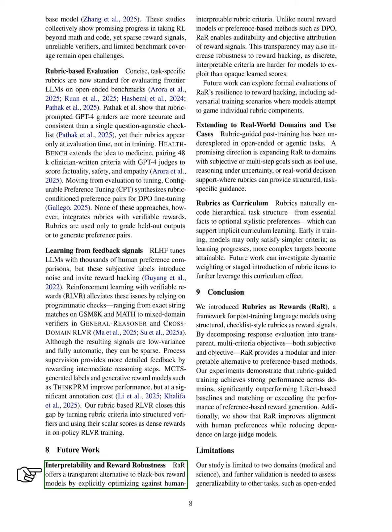Finally, we discuss the interpretability and robustness of our approach. RAR provides a clear alternative to opaque reward models by optimizing against understandable rubric criteria. This transparency may enhance resilience to reward manipulation, as clear criteria are harder for models to exploit than complex learned scores. Future research could investigate RAR's resistance to reward hacking, including scenarios where models try to exploit specific rubric components.